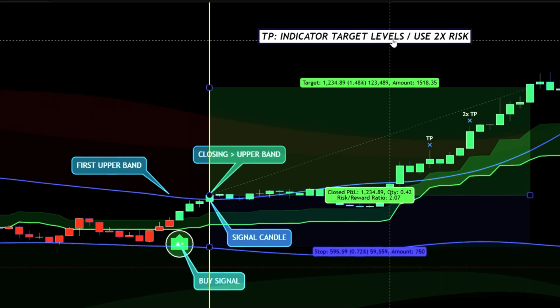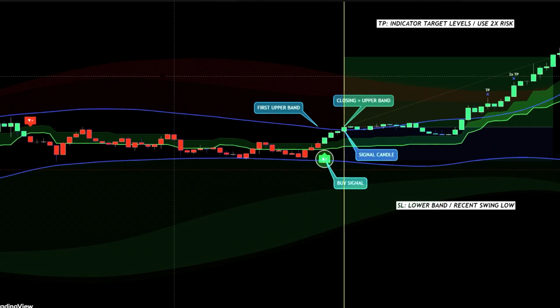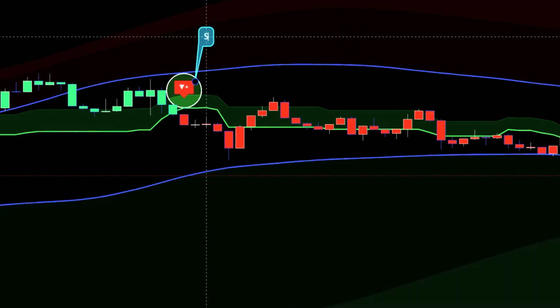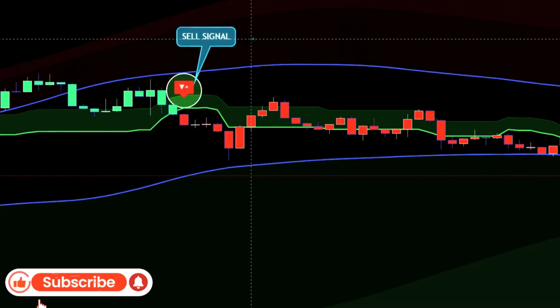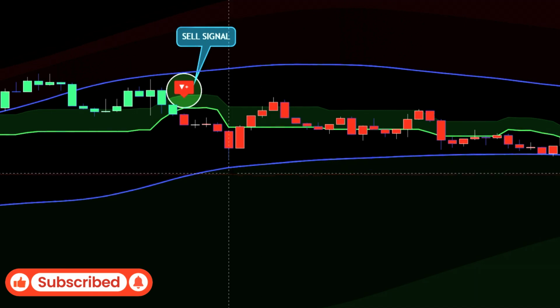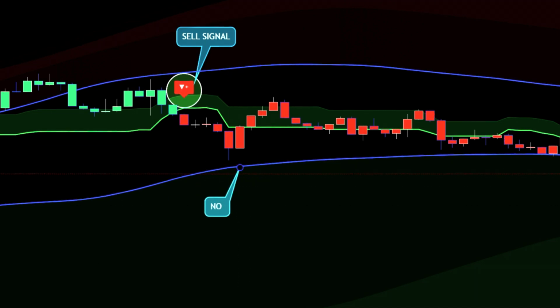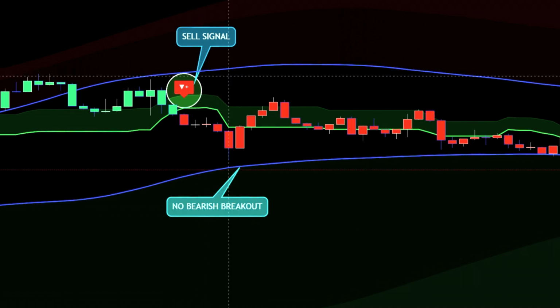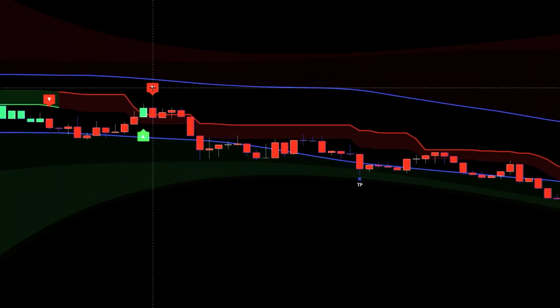Here's how we dodge those trades that go nowhere. Look at the sell signal on the chart. It's there, but the price doesn't break below the lower volatility band. See that? We skip it. That's how we filter out those choppy, ranging markets that can mess with your account. The price just sits there. No breakout, no action. So we don't trade it. Easy. Take a look at this next example.